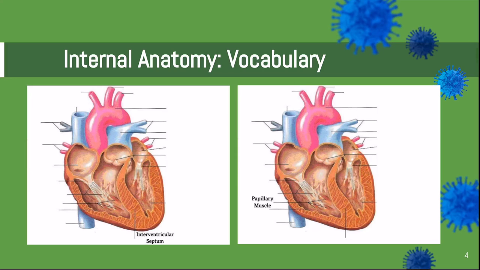The interventricular septum is the thick wall of myocardium that divides the left ventricle and the right ventricle. The papillary muscle is areas of the ventricle where the chordae tendineae originate and are attached to the myocardium.